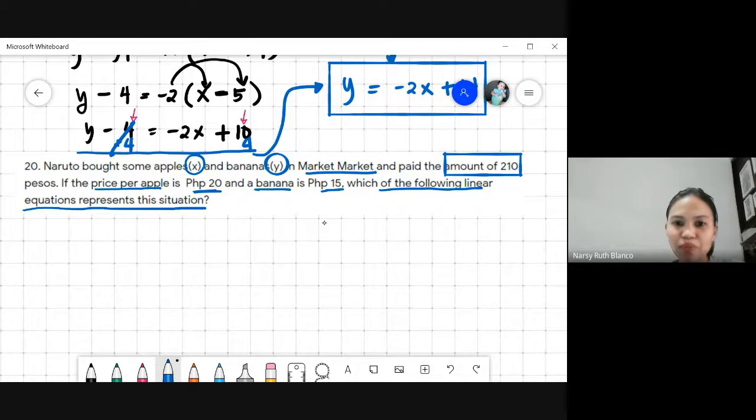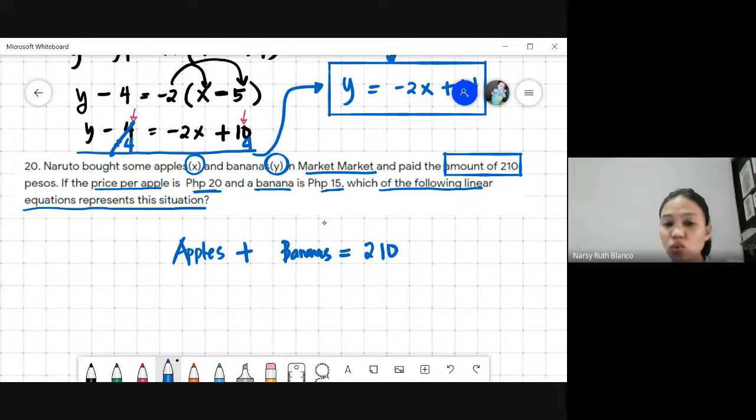Okay, so bumili si Naruto ng apples and bananas. Ang binayaran niya ay 210 pesos. Ang binili niya ay apples and so presyo ng apples plus presyo ng bananas equals 210. Now, hindi naman sinabi kung ilang apples yung binili niya. Yun actually yung X mo dyan. Kung ilang apples yung binili. Yung bananas, yung Y, ilang bananas yung binili. Pero sinabi dyan na ang bawat apple ay 20 pesos.